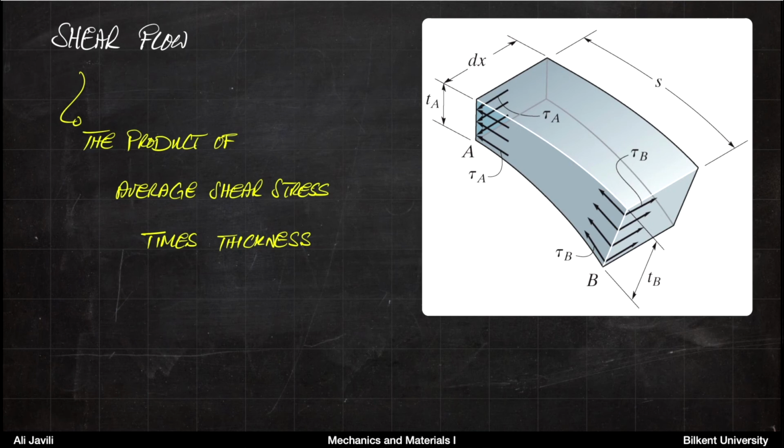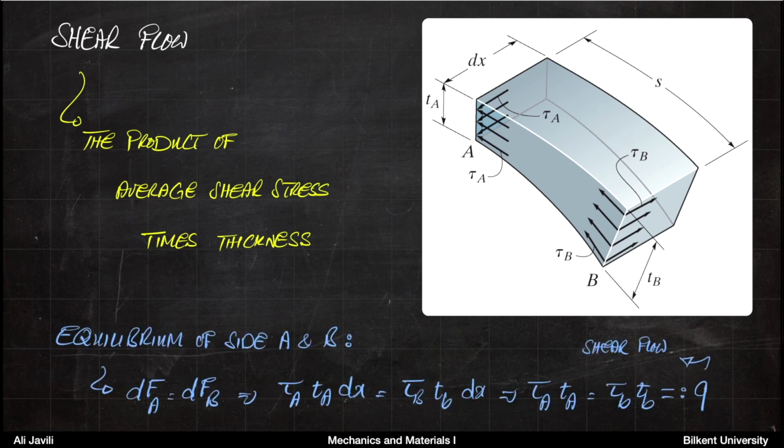We also define a new concept, the concept of shear flow. So shear flow is the product of the average shear stress times thickness. So stress times thickness, it's a new quantity. We just call it shear flow. Let's call it q, for instance, small letter q, and we will see why it's an important quantity. We can see it in this picture.